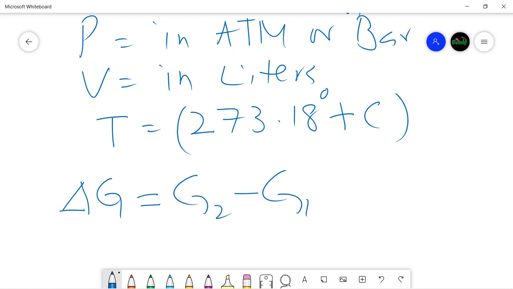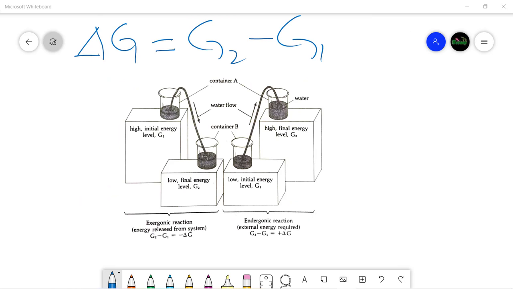To illustrate this concept, what we mean by this difference in free energy, we can take two very simple examples in which we try to move water from a higher level to a lower level, and we can also reverse the process. We can move the water from a lower level to a higher level. So here's the diagram showing the example, and we have two containers, one on the left and one on the right.